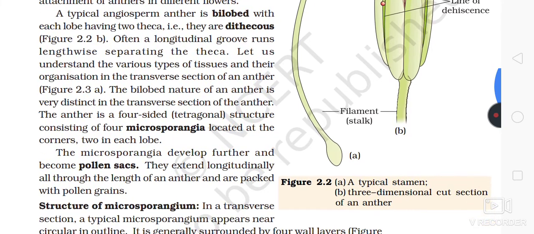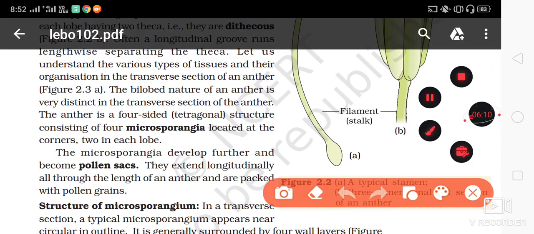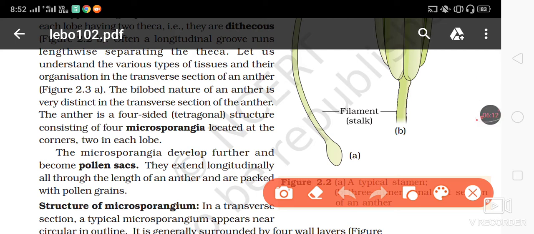So a typical angiosperm anther is bilobed. That is, each lobe has two theca. They are dithecous. Often a longitudinal groove runs lengthwise separating the theca. Let us understand the various types of tissue and organization in the transverse section of an anther. The bilobed nature of the anther is very distinct in the transverse section.